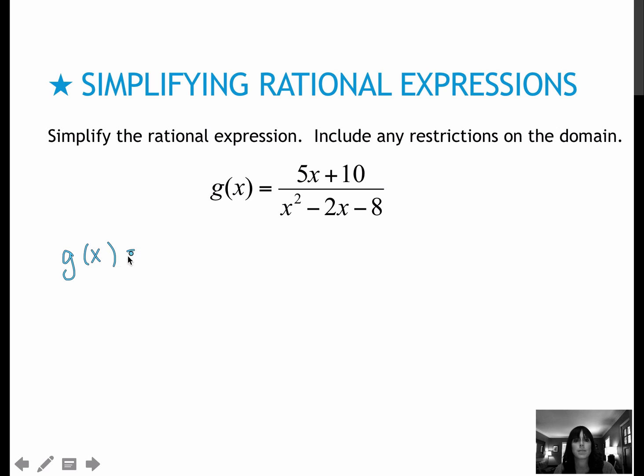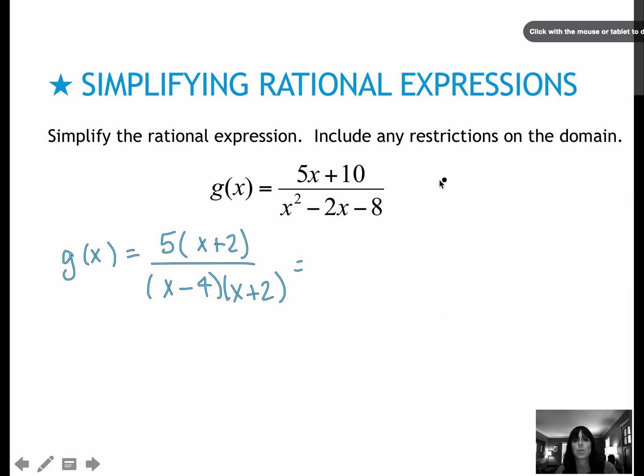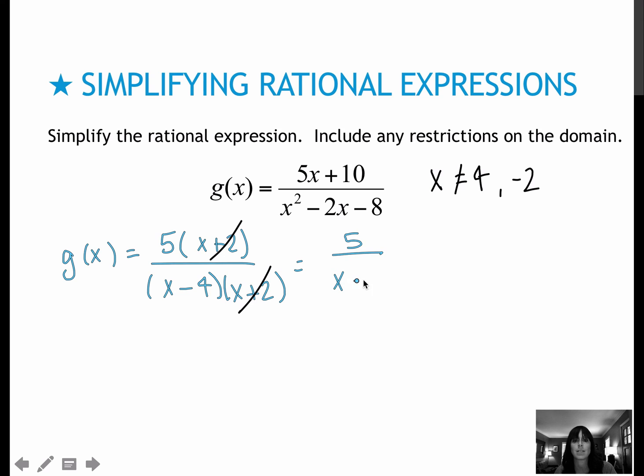G of x, I will reduce the top to x plus 2 times 5. The denominator looks like I can reduce to x minus 4, x plus 2. I will finally remember to do my restrictions on the domain right here. So x cannot be 4 or negative 2. And now I'm going to reduce. X plus 2, x plus 2. Looks like nothing else is going to reduce, so my answer is 5 over x minus 4.